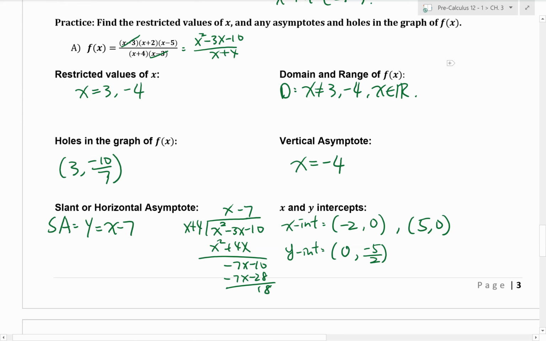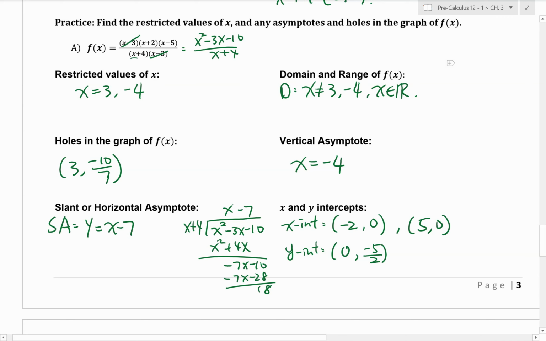Holes. Again, to find a hole, once we cancel out the x minus 3s, we know the x coordinate is going to be 3. The y coordinate is simply plugging 3 into the x's for the remainder of the function. I believe you get -10 over 7. The vertical asymptote is the one that remains after you cross out things. So x equals -4.